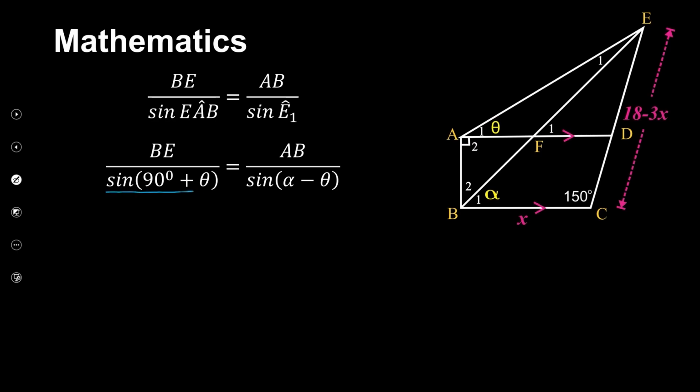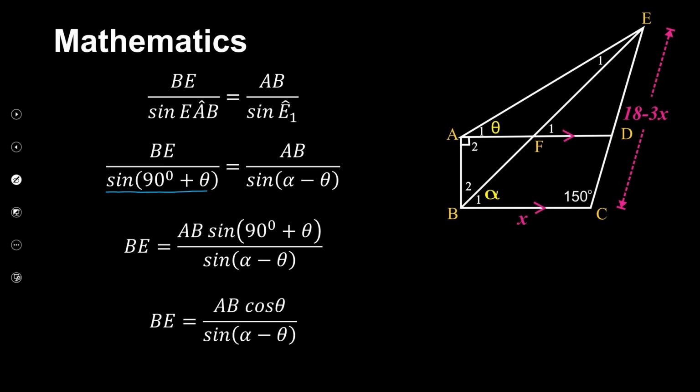Remember again, this is going to remind us of our co-ratio rule, so we're going to change that in a second. If I multiply both sides by sine of 90 plus theta, and in the next step I change it to my co-ratio, sine of 90 plus theta becomes cos theta. And now I have an expression for BE. BE is equal to AB cos theta over sine of alpha minus theta, as we needed.